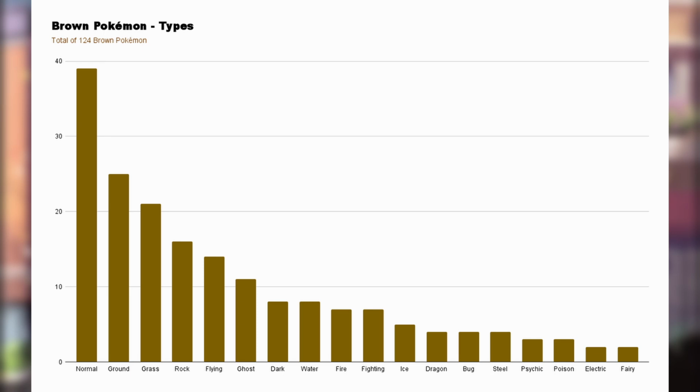Ground types are 8.7% of all Pokémon, but 20.1% of brown Pokémon, meaning that they are more disproportionately represented amongst brown Pokémon than normal types are. Rock types are 8.5% of all Pokémon, but 12.9% of brown Pokémon. Not nearly as disproportionate, but still slightly overrepresented. I think it is interesting that there is a colour category that has multiple types of Pokémon that are overrepresented relative to how many of them there are in total.